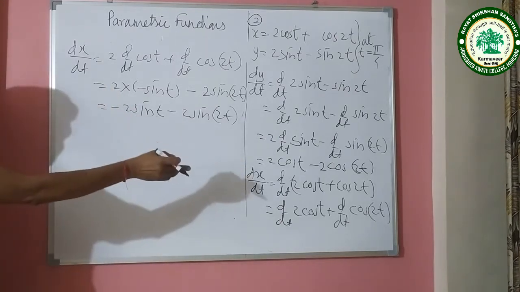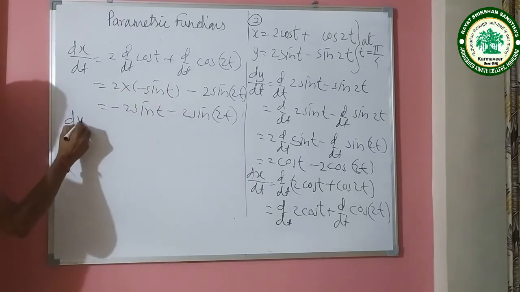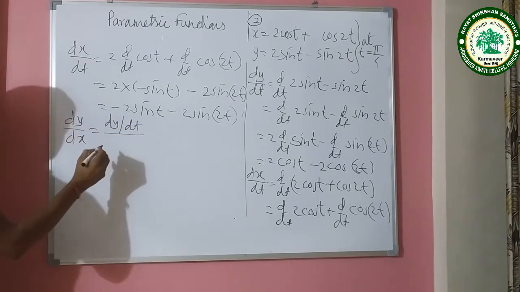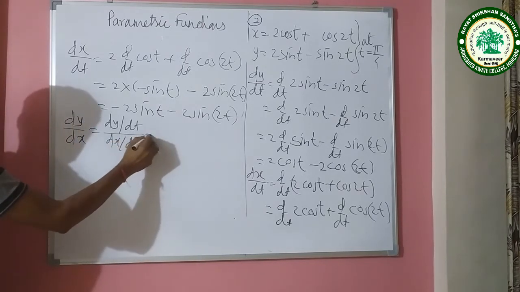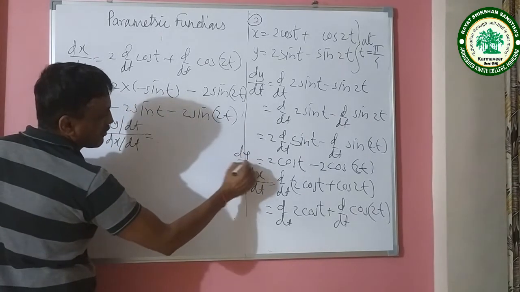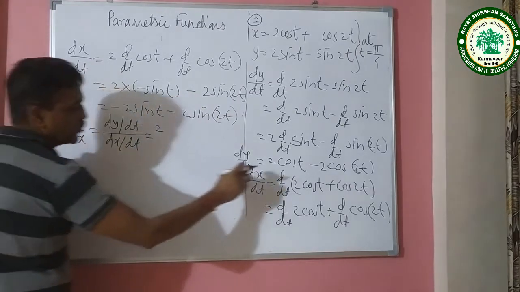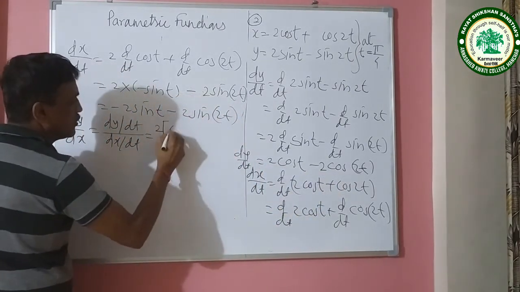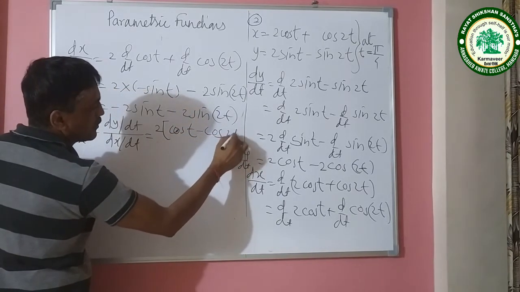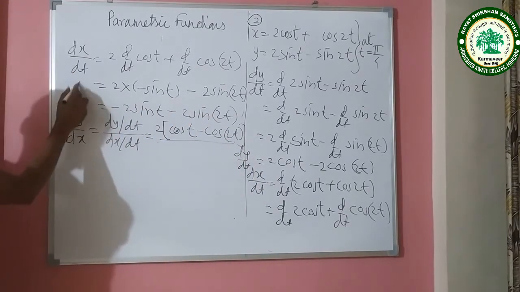So y is a function of t, x is a function of t. So by derivative of parametric functions formula, derivative of y with respect to x, it is derivative of y with respect to t, dy by dt upon dx by dt. Put the values. What is dy by dt? Here dy by dt is this one, 2 cos t minus 2 cos 2t. Take 2 common. 2 cos t minus cos 2t upon dx by dt, this one dx by dt.